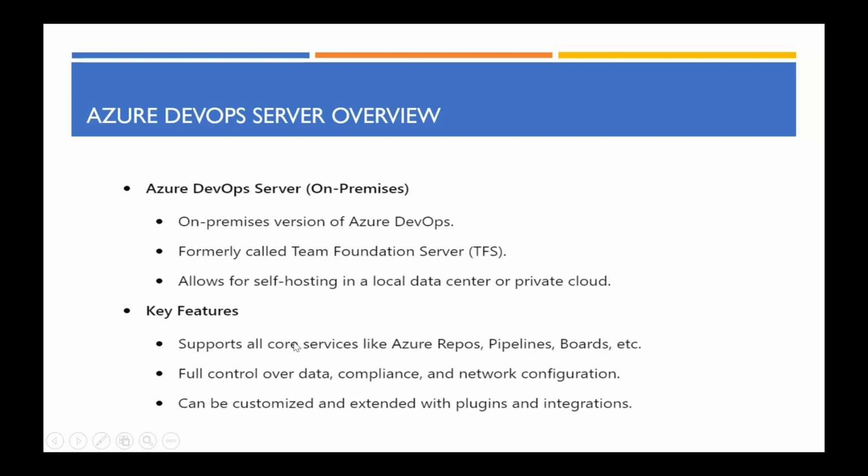Here in Azure DevOps Server, you will have full control over data, compliance, and network configuration. But in case of Azure DevOps Services, you won't have these. I mean, you won't have control over these things. This can be customized and extended with plugins and integrations.